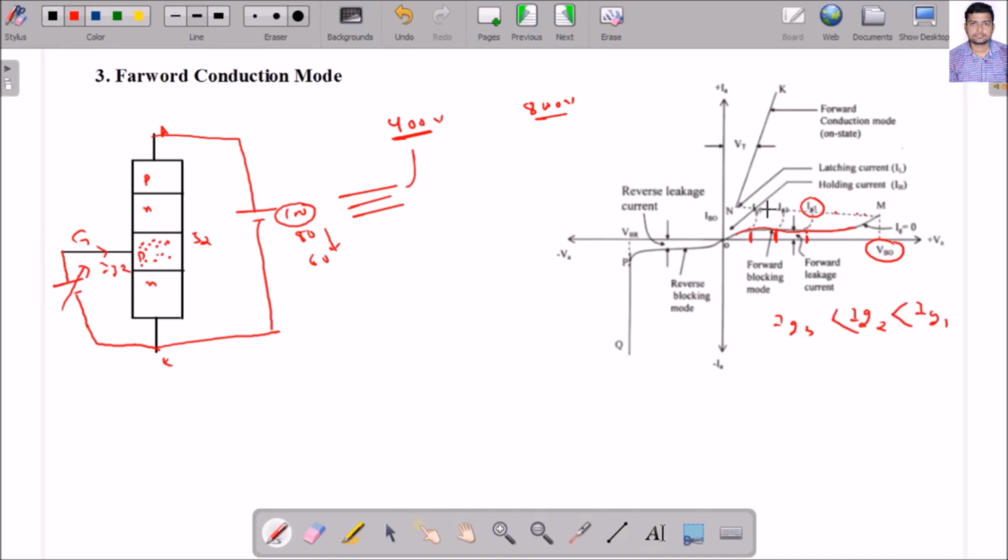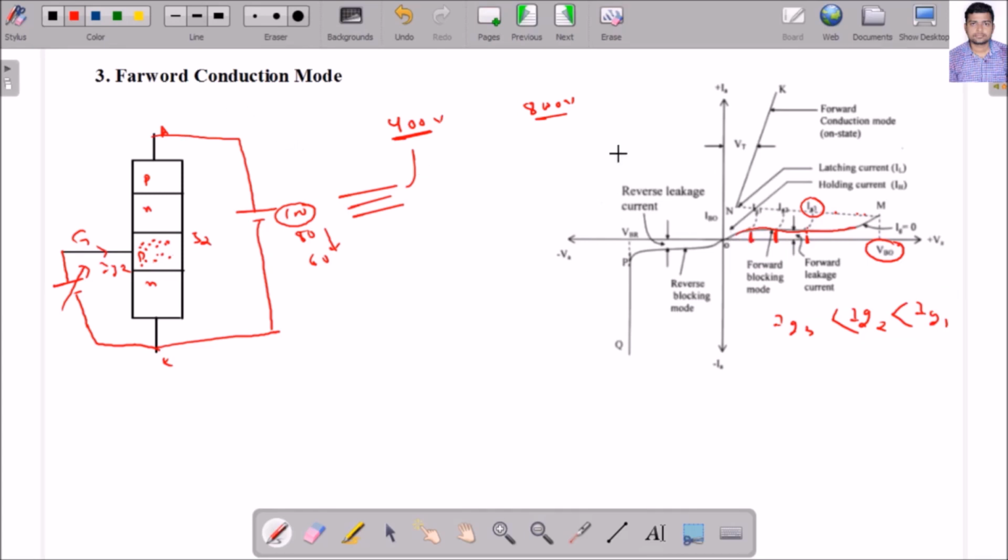Why? Because as this current is more, the voltage requirement to turn on the thyristor is less. Previously when I was not giving any gate signal, what was the voltage requirement here, VBO, break over voltage. When I am giving the gate signal, some gate current is flowing, so definitely the voltage requirement is reduced. If I again increase the gate signal to IG2, the voltage requirement reduces to this, and again reduces to this point. Again if I increase the gate signal, that is IG1 here, it is maximum, so the voltage requirement is again reduced at this point.